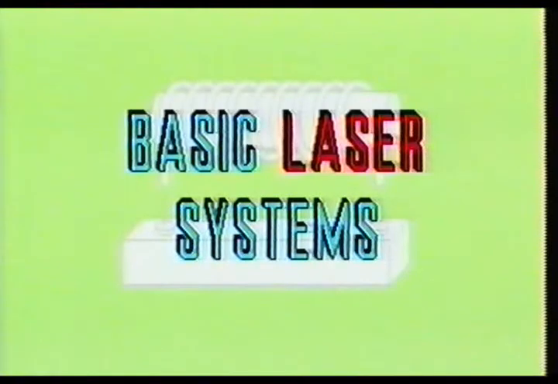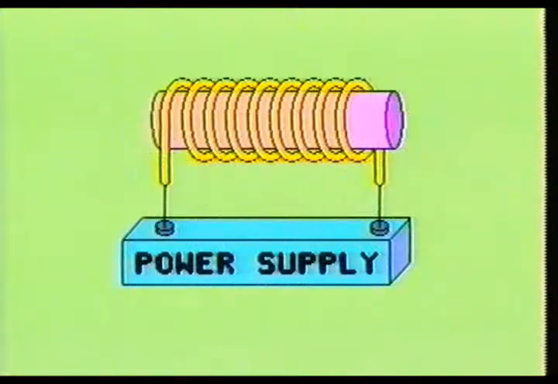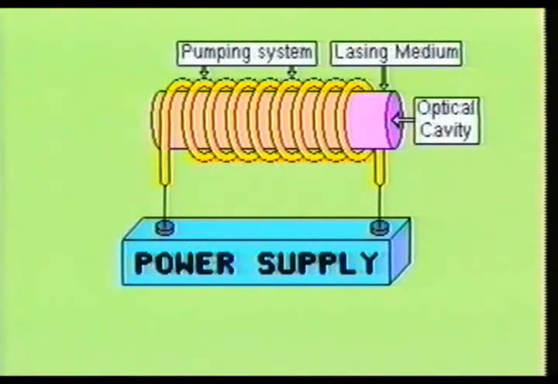In this part of the video, we will discuss basic laser systems and how they work. Only 3 components are necessary for laser action to take place. There must be a lasing medium, a pumping system to supply the energy to the lasing medium, and a resonant optical cavity.